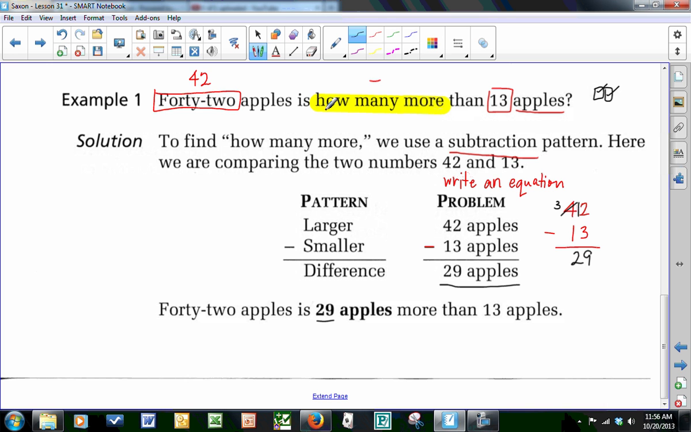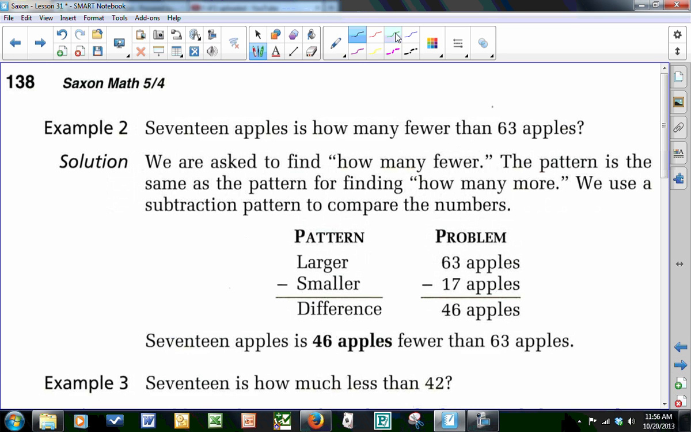So remember, how many more? Say that to yourself. I'll wait. Very good. How many more is a subtraction pattern? Let's look at another example at the top of page 138. Here's our second example. 17 apples is how many fewer than 63 apples?